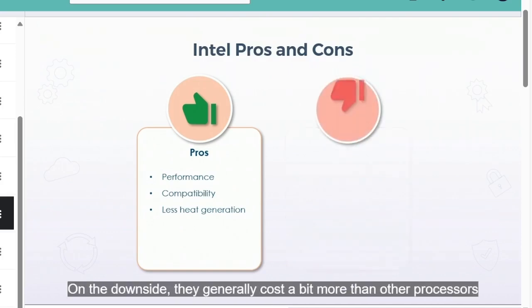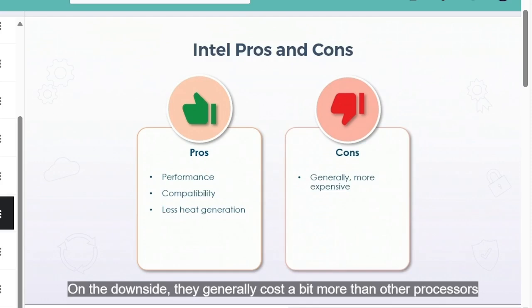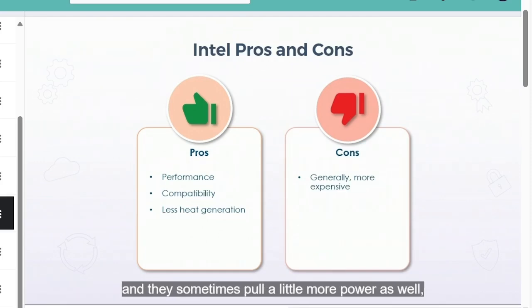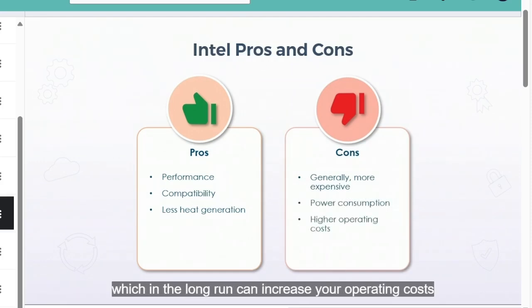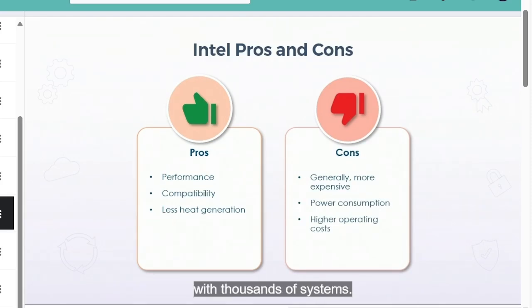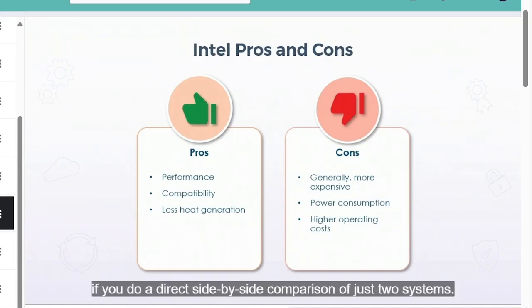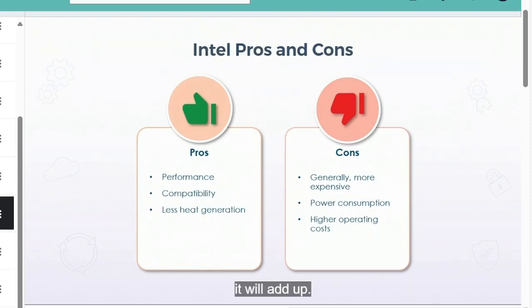On the downside, they generally cost a bit more than other processors, and they sometimes pull a little more power as well, which in the long run can increase your operating costs if, for example, you're in a very large data center with thousands of systems. It might not add up to much if you do a direct side-by-side comparison of just two systems, but for thousands of systems over the run of, let's say, a year, it will add up.